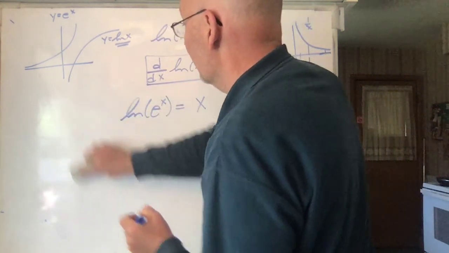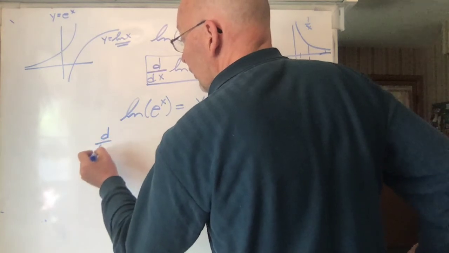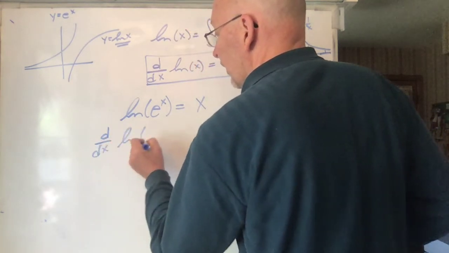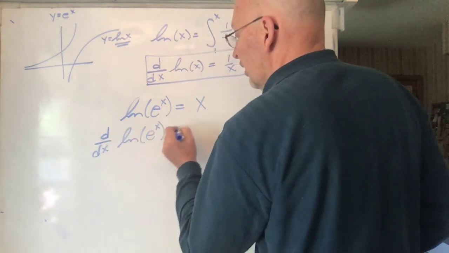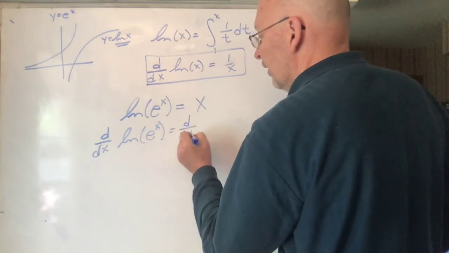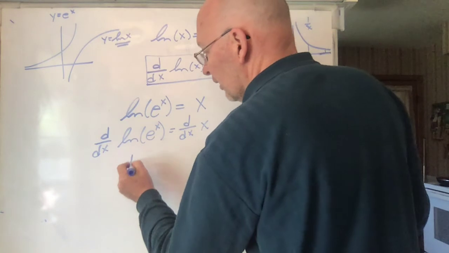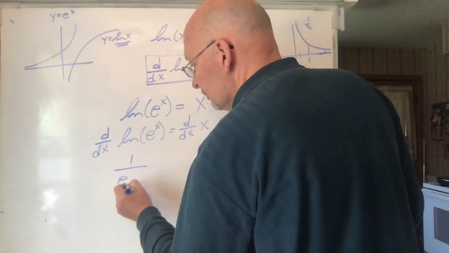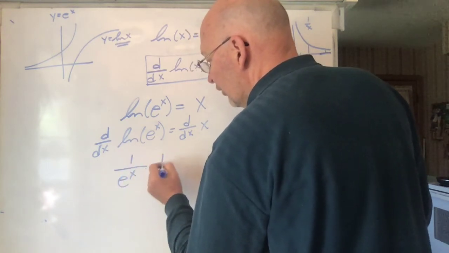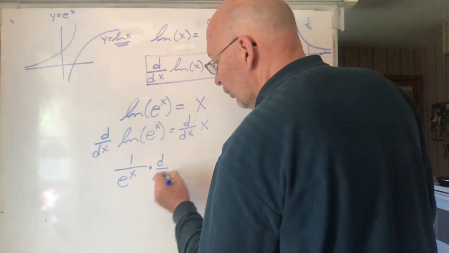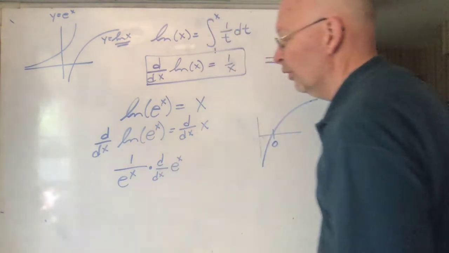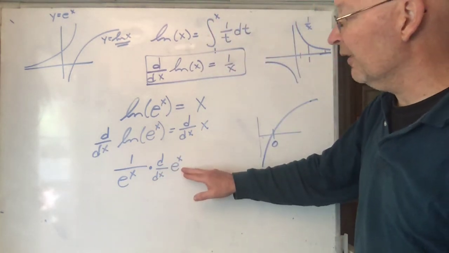I'll do one more step for it here. The derivative of the ln of e to the x is equal to the derivative of x. What's the derivative of the ln of anything? It's 1 over that thing times the derivative of this thing. Now realize we're not assuming we know the derivative of e to the x now. We're going to find it.